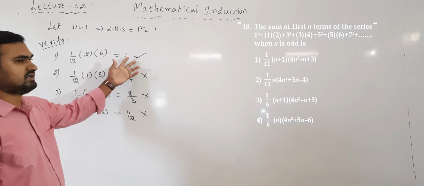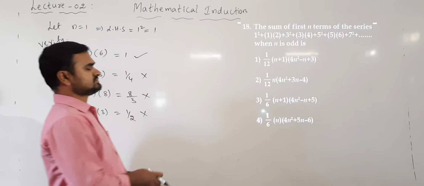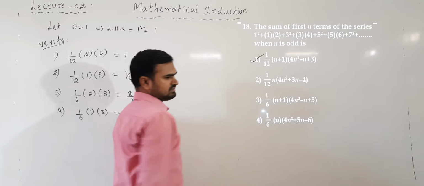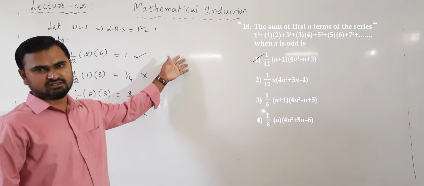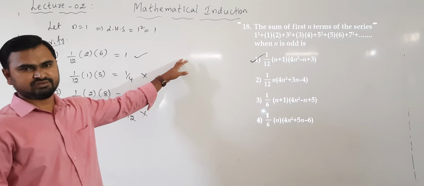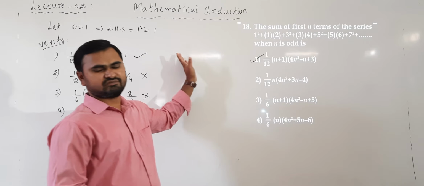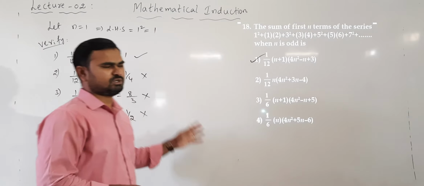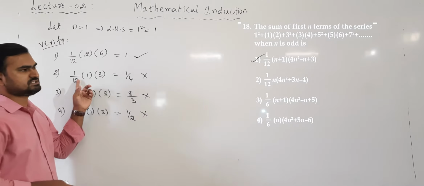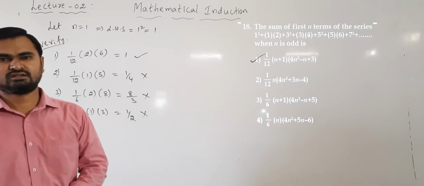So here only one option is satisfying right hand side as 1. That is the first option. So first option will be correct. Suppose if more than one option satisfies, then we will take another value for n. Here we cannot take 2. So we have to take only odd numbers. So next verification will be by taking n equal to 3. Okay. If more than one satisfies. In this case only one option is satisfying. So first option only correct.